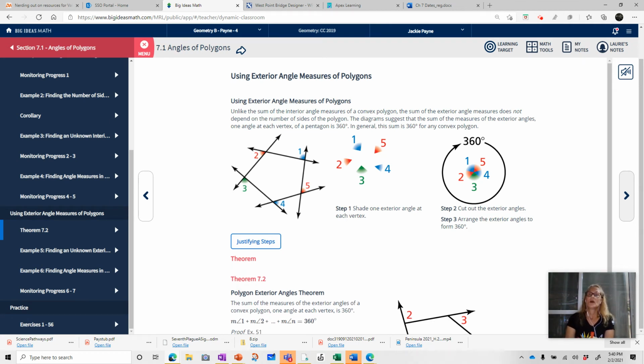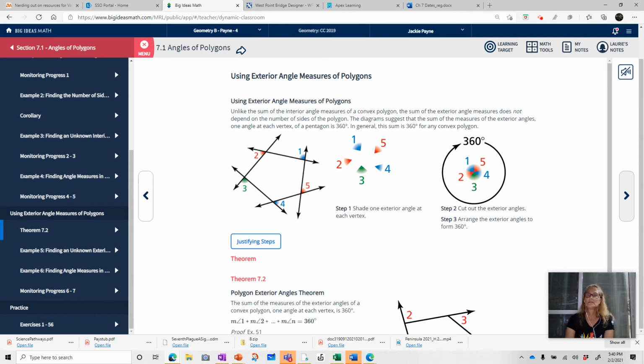Now, around the outside, that's the exterior of a polygon, it's always 360. Always, always, always 360 degrees. So it's a little easier concept to figure that out, but let's just read it. Unlike the sum of the interior angle measures of a convex polygon, the sum of the exterior angle measures does not depend on the number of sides of the polygon.